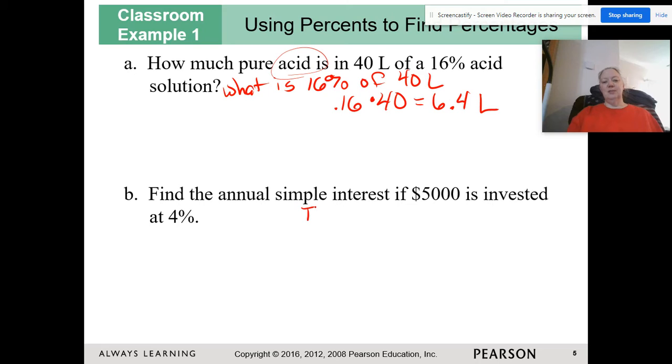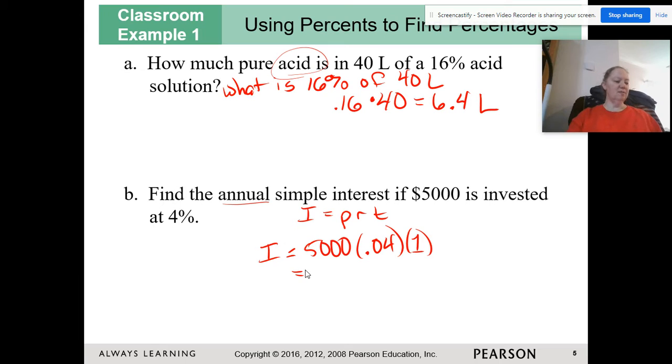Annual simple interest, formula, principal times rate times time. So interest is going to be equal to our principal, this is how much we are investing, times our interest rate written as a decimal, 0.04, times time. Now, the time is in years and it says annual, so we're just doing it for 1 year. So we're going to multiply those together, 5,000 times 0.04 times 1 gives us $200 in simple interest. All right.